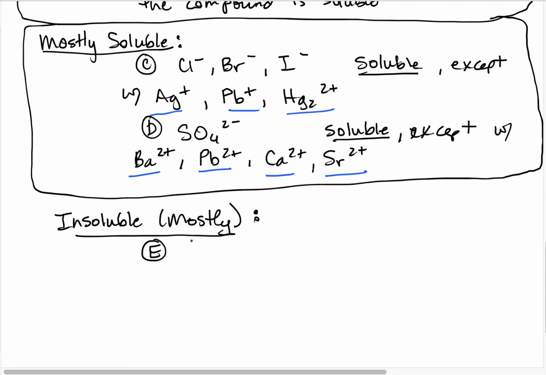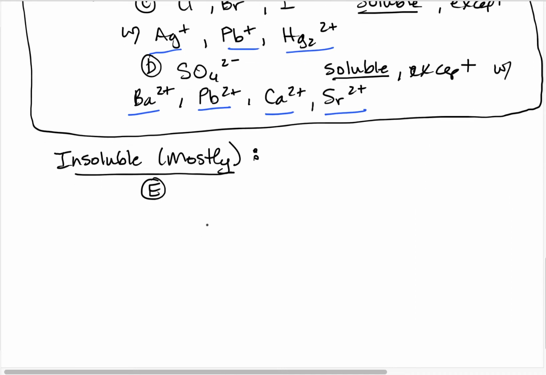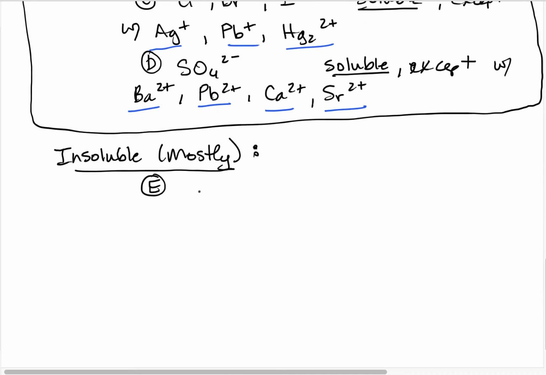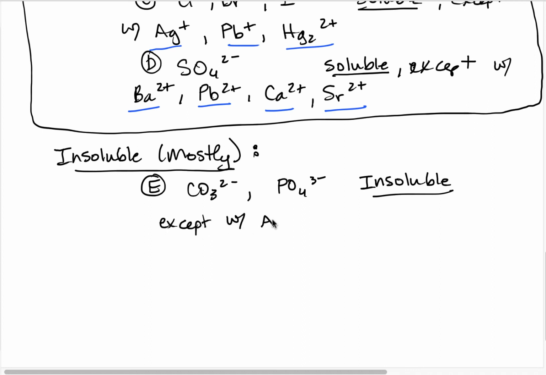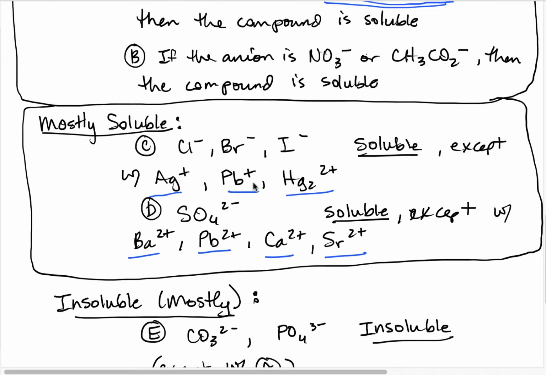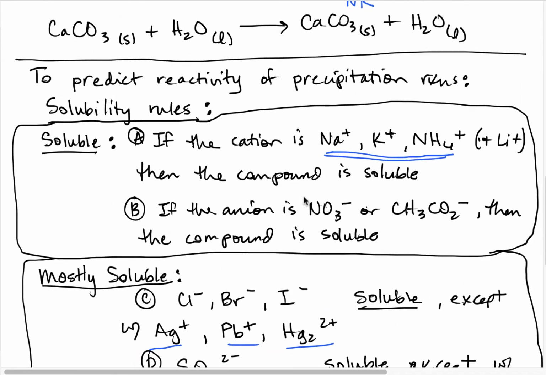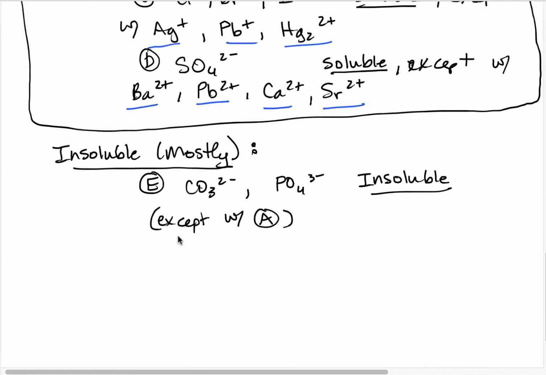So I've got 2 sets of anions that we're going to take a look at that are almost always insoluble. So carbonate was one of those, and phosphate is the other one. These are insoluble. Sorry, that doesn't start with an I. Now we're ready. Insoluble, except with group A. Okay, so if it's one of these cations, then it's going to be soluble anyway. Otherwise, it's not soluble.